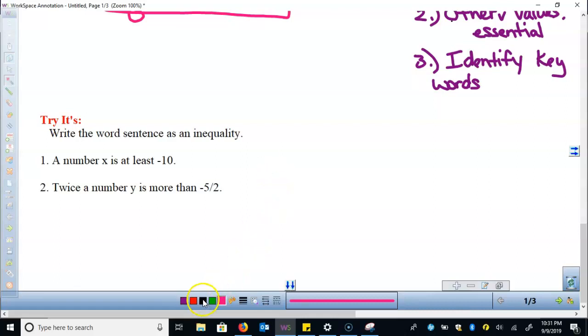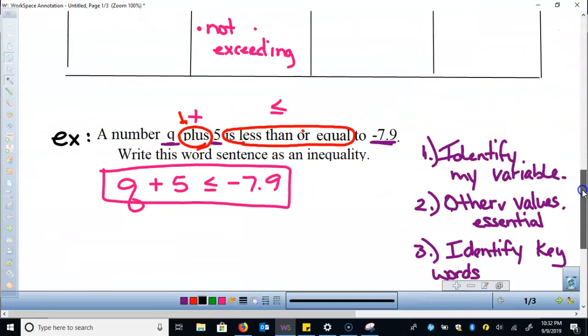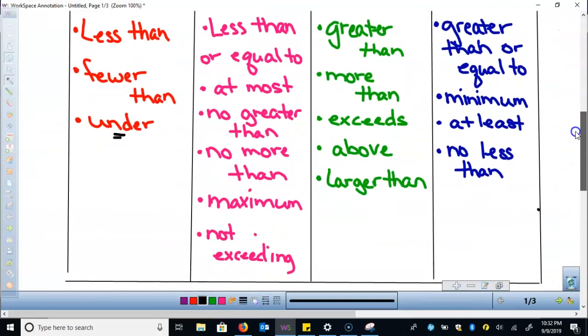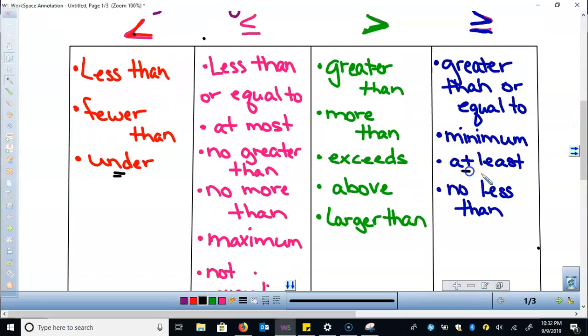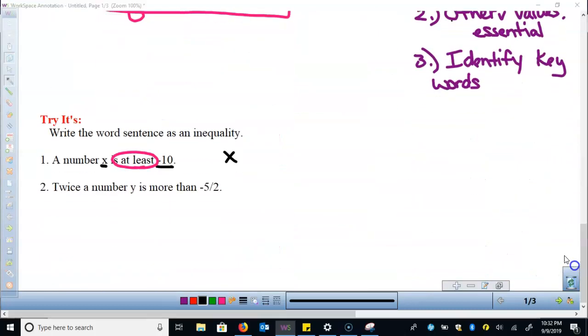Now that you've paused the video and tried them out, let's see what you got. For number 1, you should have gotten x as your variable. Your essential number is negative 10, or numbers in this case. And then our keyword is at least. Okay? Throwing it all together is x. Now at least, hopefully you used this because that's one that gets a lot of us. At least is actually the greater than or equal to sign. Okay, greater than or equal to negative 10.